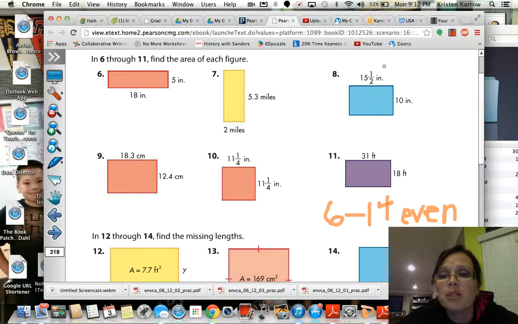When you get to some of these problems, you'll notice that there are some fractions involved, and we have not gone over fractions yet. But we have gone over multiplication of decimals. And when you multiply your decimals, you do not need to line up the decimals. When you multiply fractions, that's going to be more difficult. So when you get to number 8, I want you to go ahead and change 15 and a half to the decimal 15.5. And then do your multiplication.